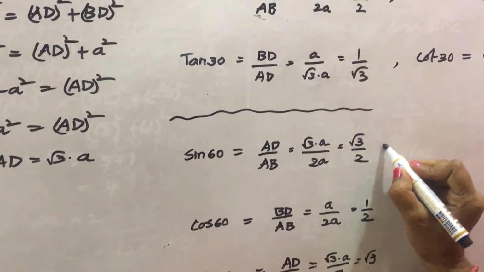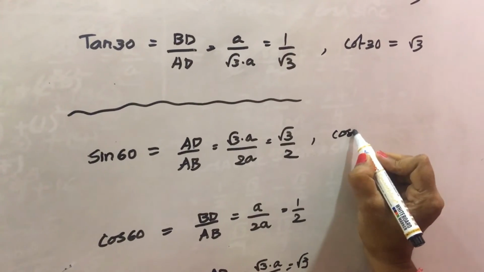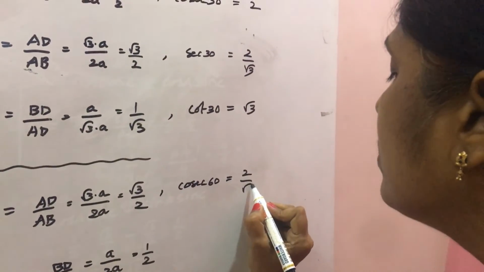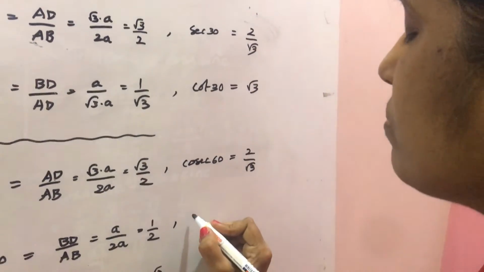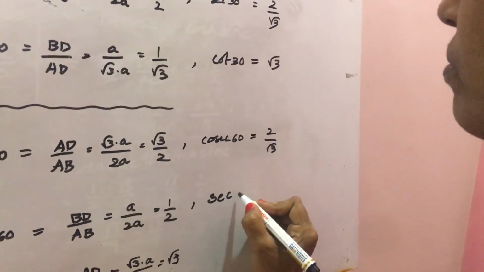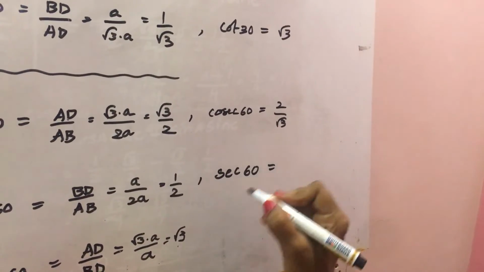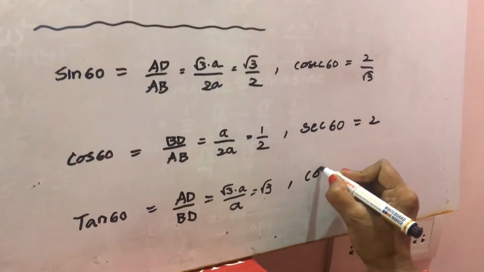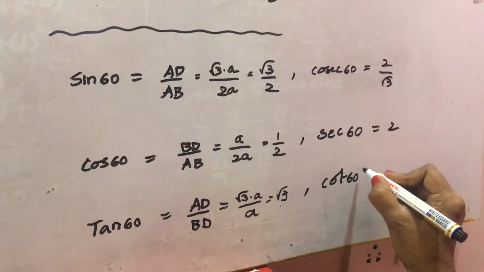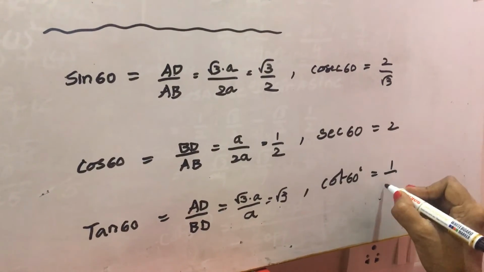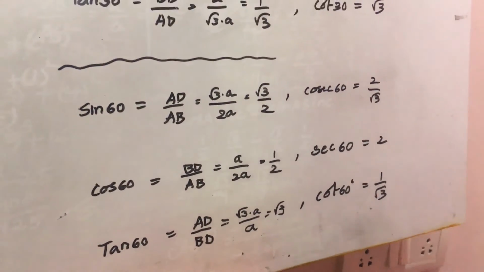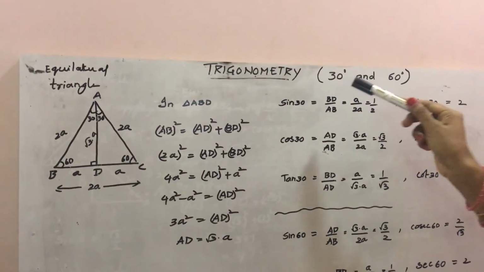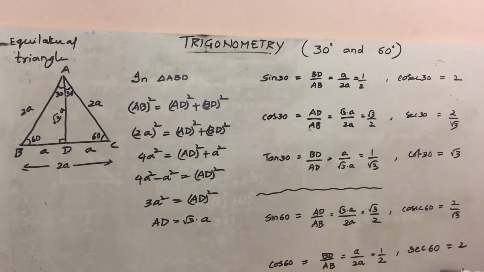Now, how can we find these inverse functions? Cosec 60 degrees is equal to, what is the value? 2 by root 3, as these are the inverse functions. What is the inverse function of cos 60 degrees? Sec 60 degrees, which is equal to 2. What is the inverse function of tan 60 degrees? Cot 60 degrees, which is equal to 1 by root 3. In this way we can find the trigonometric values at an angle of 30 degrees and also 60 degrees.